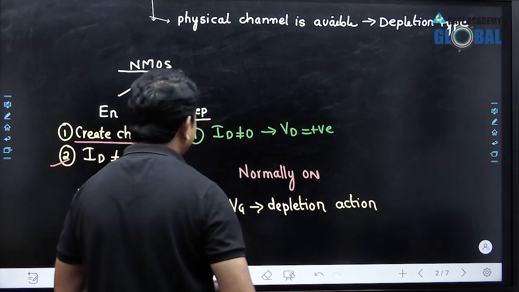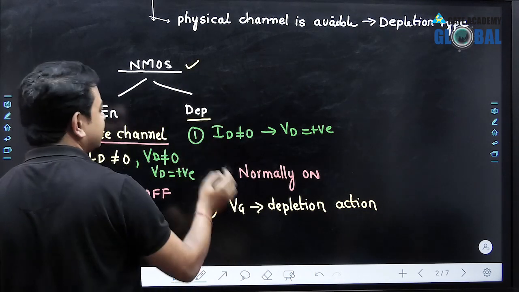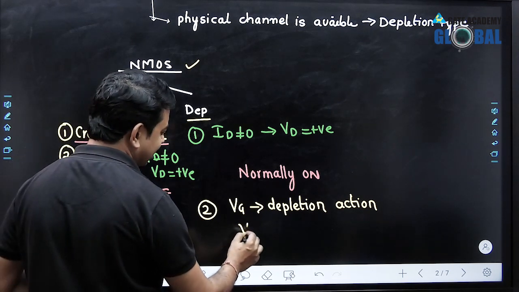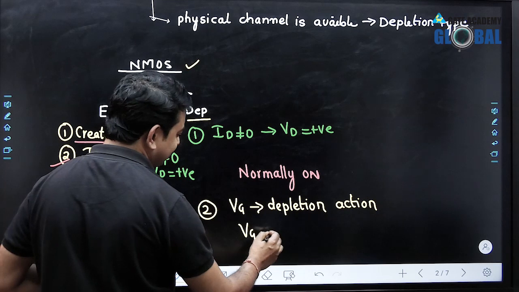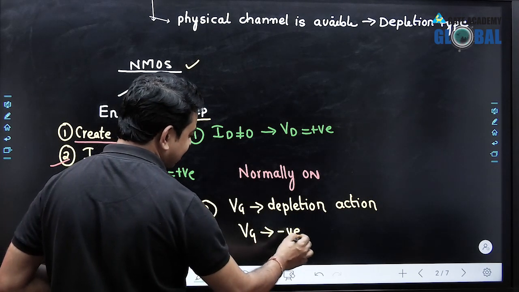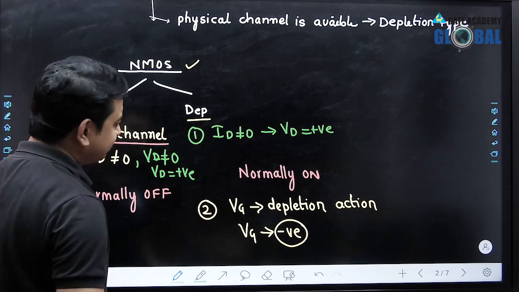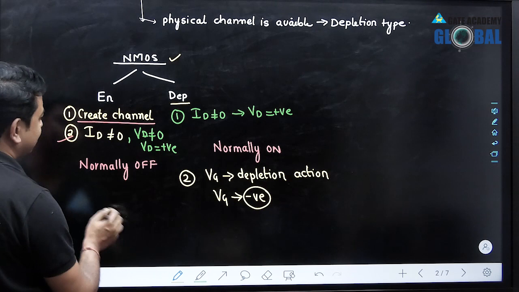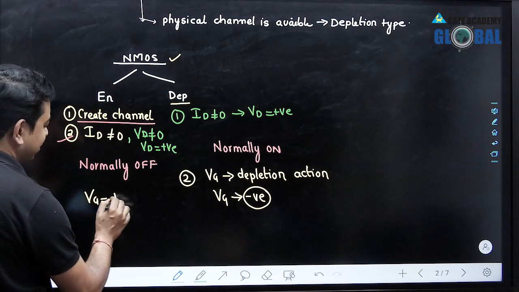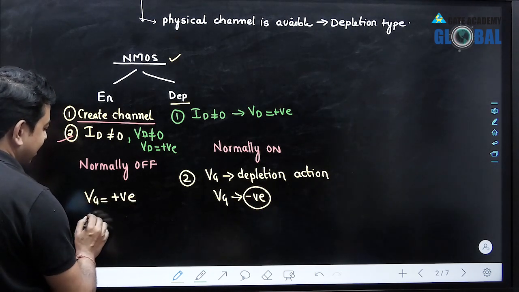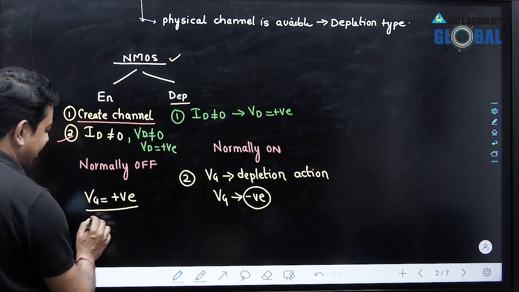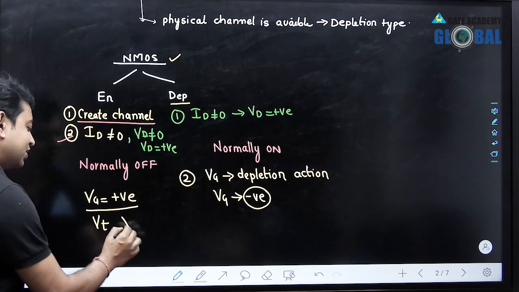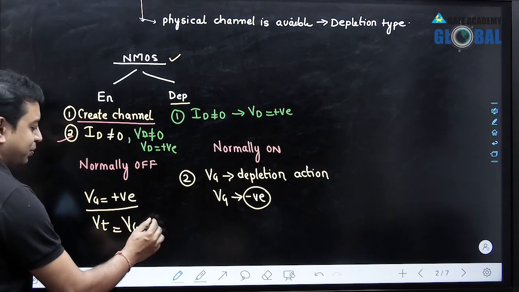So now I want to ask you, in NMOS, what is the voltage that must be applied at the gate terminal to deplete? The gate terminal voltage must have a negative value. So if someone asks you, in enhancement mode, we must apply a positive gate terminal voltage. By using this gate terminal voltage, we are applying a certain amount of voltage that is nothing but the threshold voltage. This is applied at the gate terminal and this is a positive voltage.